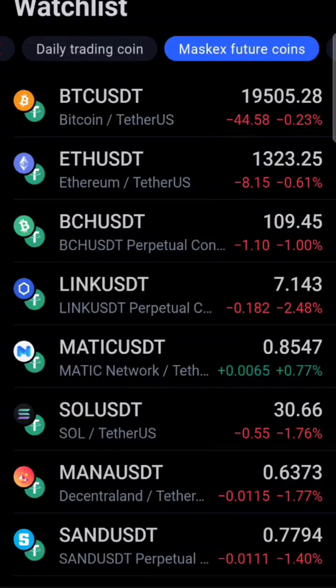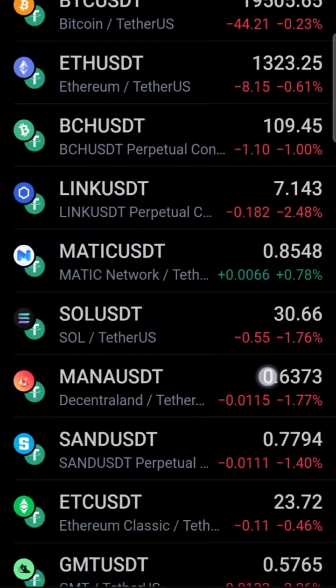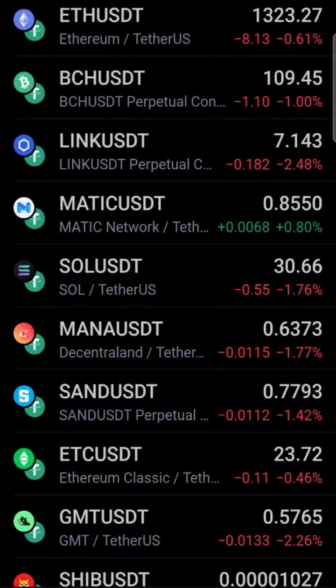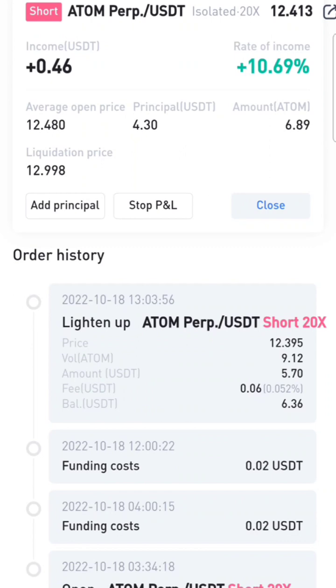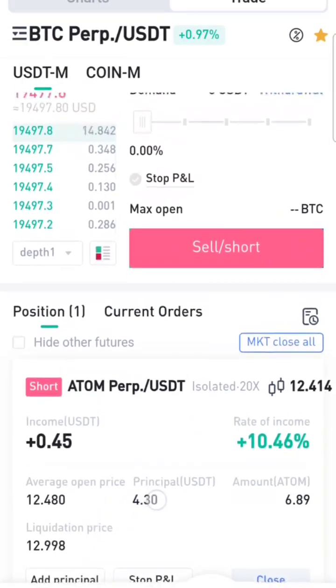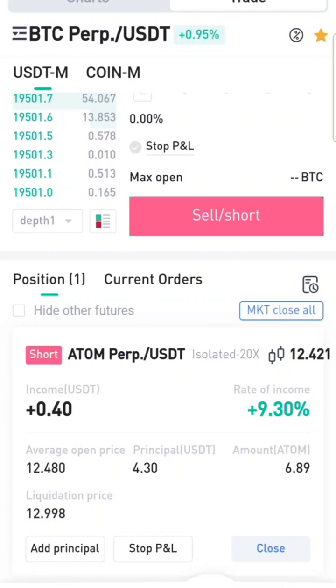Let me show you the main aim of this video. After checking this price, the main aim of this video is how to take profit on your MaskEX account. So now this is a trade running on MaskEX, and you can see that here this price is 4.30, and you all know that in MaskEX you cannot open a trade with 4.30. It must be $10. But what happened is I have taken some profit from this trade.